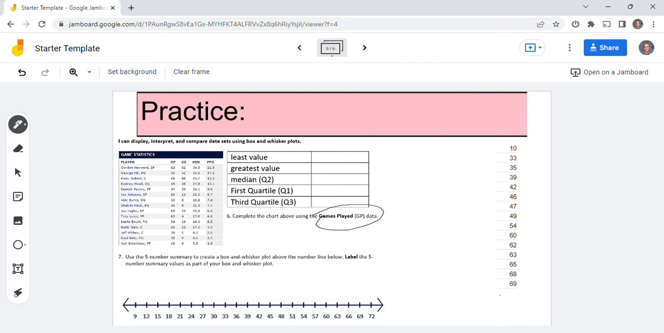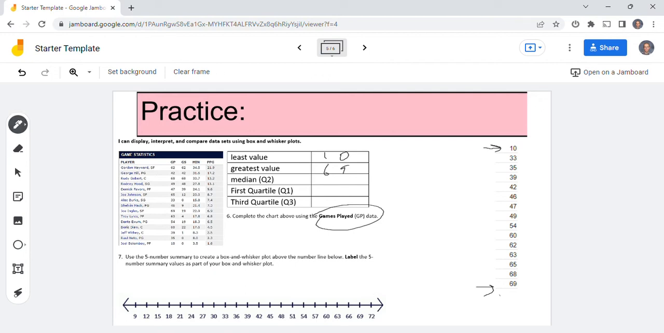Least is easy to spot because they're in order, so it's 10. Greatest is down here at the bottom, 69. So our number line needs to go from 10 to 69. You can see we have a little bit of extra space on either side of that number line because it goes from 9 to 72. It's okay to have a little extra space.